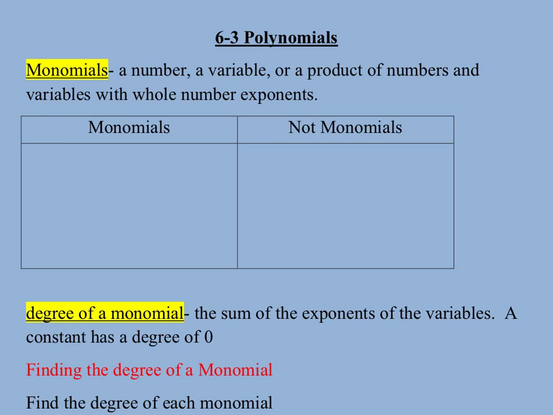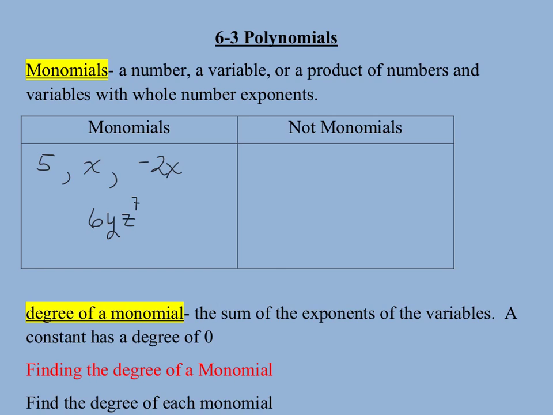So some examples of monomials would be, for instance, if we had just a number, it would be just like the number 5. Or just a letter would be just x. Or a product of numbers and variables could be negative 2x. Or with whole number exponents, it might look like 6yz to the 7th power. So it can be anything like that.